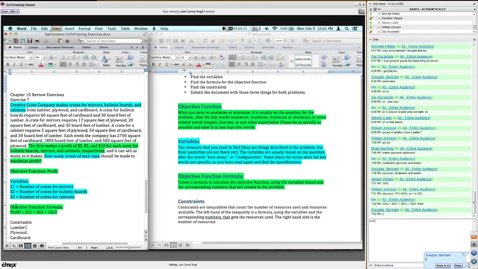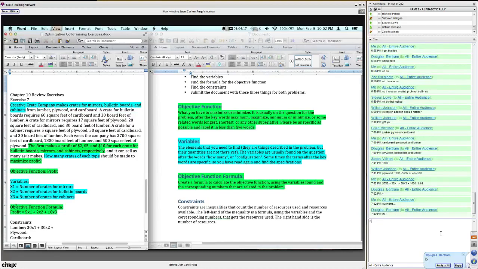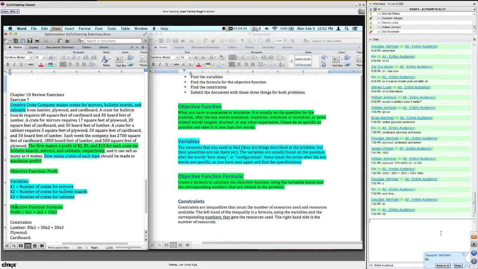Yes, Douglas, thank you. So this is 30x1 plus 30x2 plus 30x3. This has to be less than or equal to 1800. I'm going to use yellow. For bulletin boards, we need 30 board feet of lumber, so that is 30x2. Mirrors require 30 board feet of lumber, so that is 30x1. And cabinets require 30 board feet of lumber, so that's 30x3. And then we know that we have 1800 board feet of lumber available.